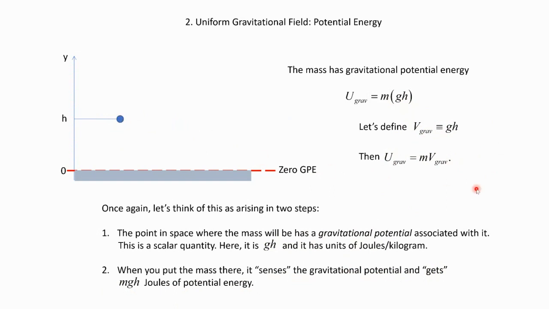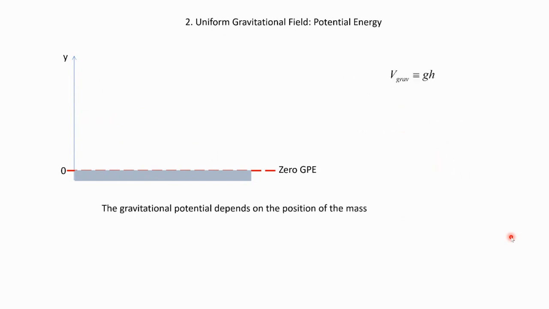Okay, so it's a little strange kind of manipulation when you're talking about gravity. Nobody does this, but there's no reason you can't. Right? All I did is just separate out the gh part of this formula and give it a name, and then conceptualize it as some quantity associated with every point in space. So the gravitational potential given by that formula depends on the position of the mass, the height, right, in space.